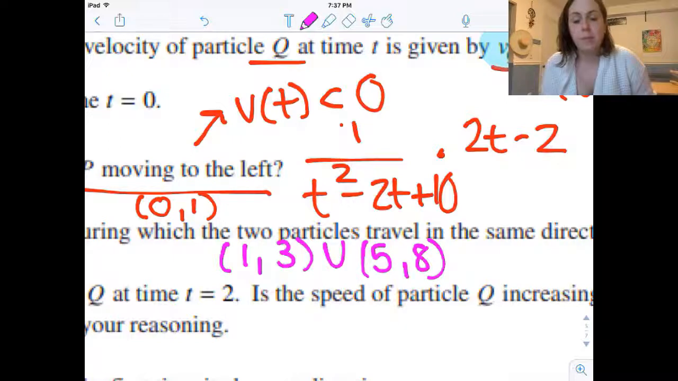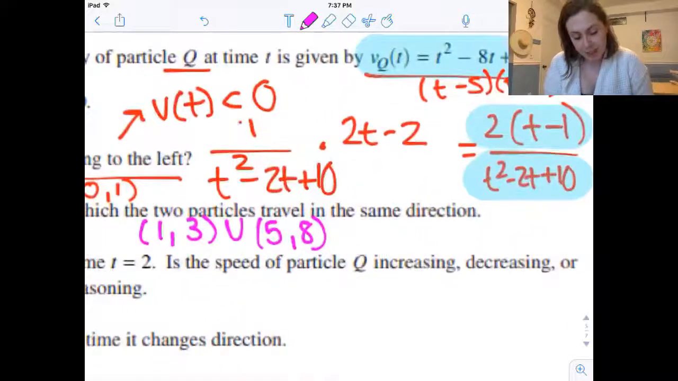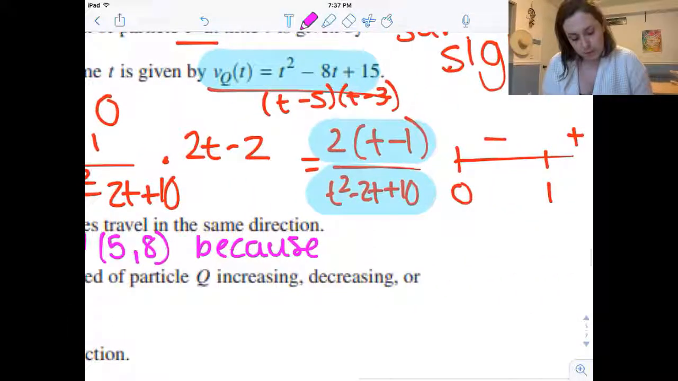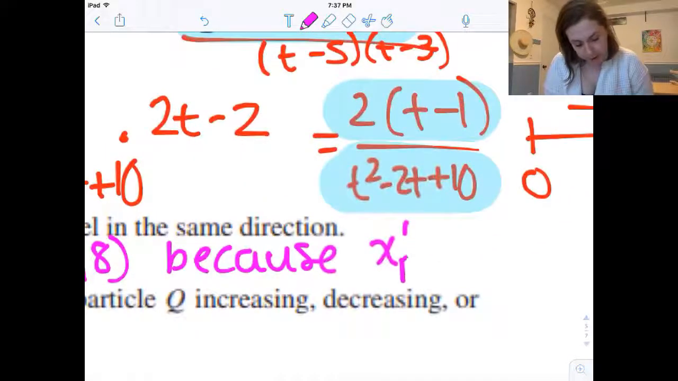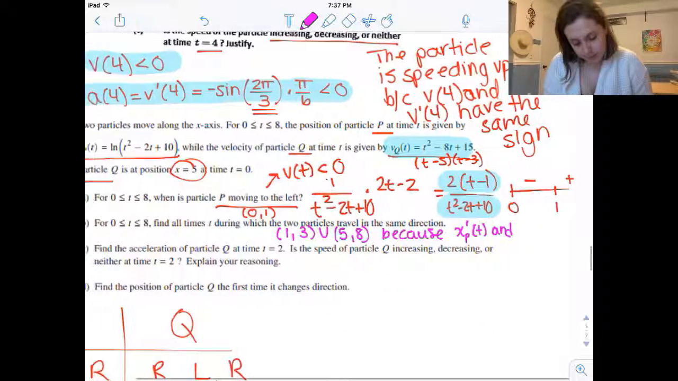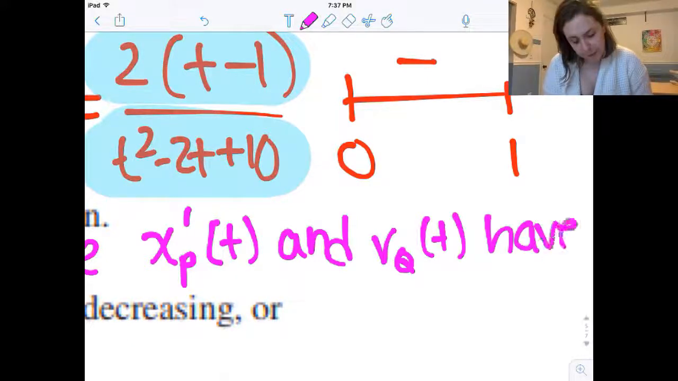And what they wanted to see there was the analysis. Okay, so I would say this because vP of t and vQ of t have the same sign.